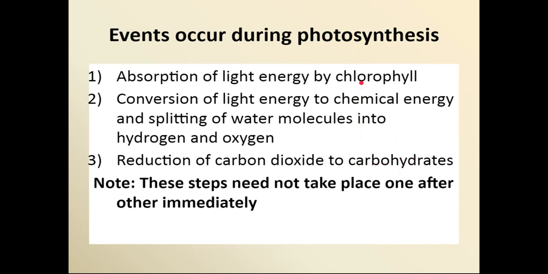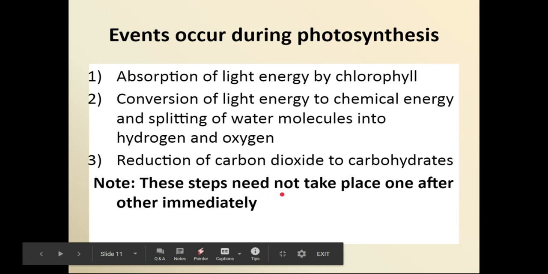These are the three processes you have to learn in a very sequential order. You need not write the conversion of light energy to chemical energy as the first step of photosynthesis. The first step of photosynthesis will always be the absorption of light energy by the chlorophyll molecule. Then there will be the conversion of light energy to chemical energy and splitting of water molecule into hydrogen and oxygen. Then there will be the reduction of carbon dioxide to carbohydrates. You have to remember that these steps need not take place one after the other immediately.